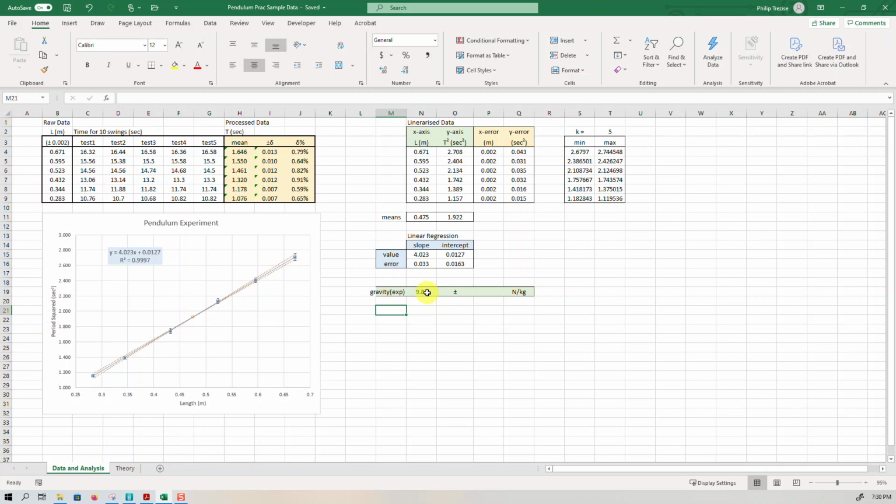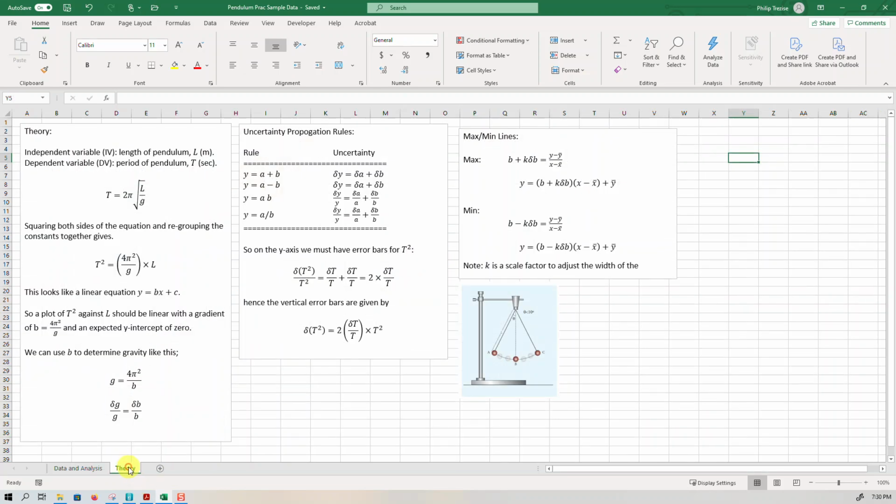Now, what about an uncertainty for that? Well, let's go back to our theory once again. I am calculating gravity by a series of multiplications and divisions. It's 4 times pi divided by b. So remember, when we multiply and divide measurements, we add the relative uncertainties in order to get the relative uncertainty in the answer. Now, of course, the only measurement here is the value of b. 4 is not a measurement, and pi is not a measurement. There's no uncertainty in those. So really, it just comes down to the relative uncertainty in g equals the relative uncertainty in b.